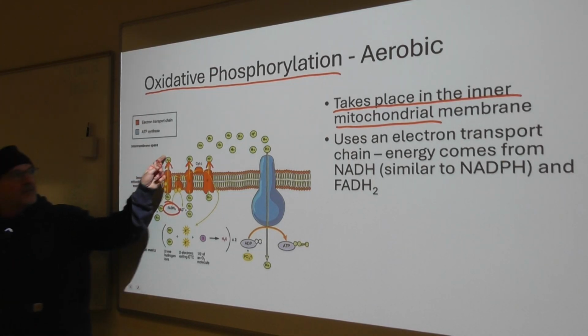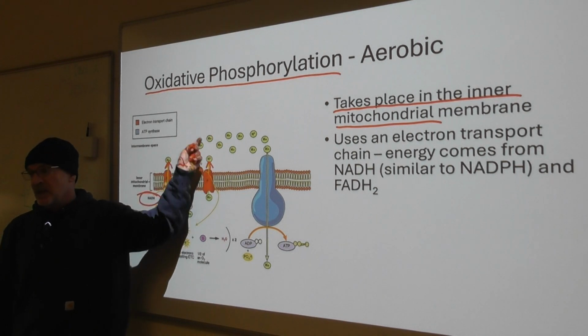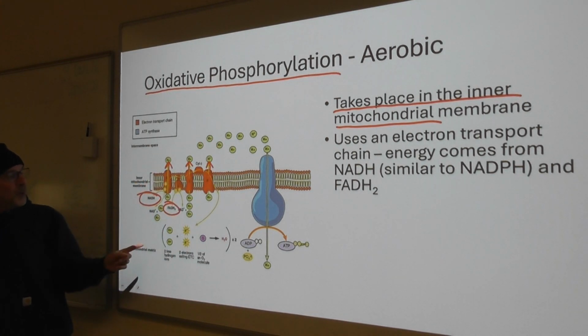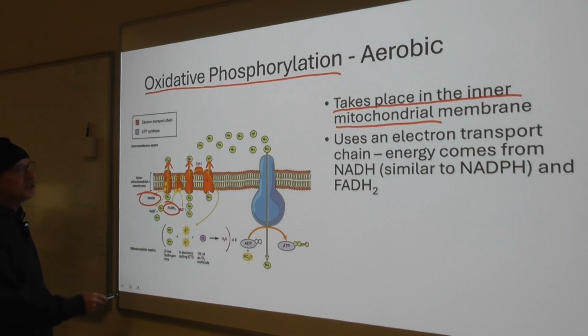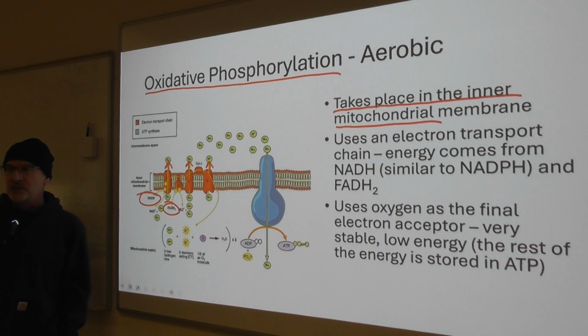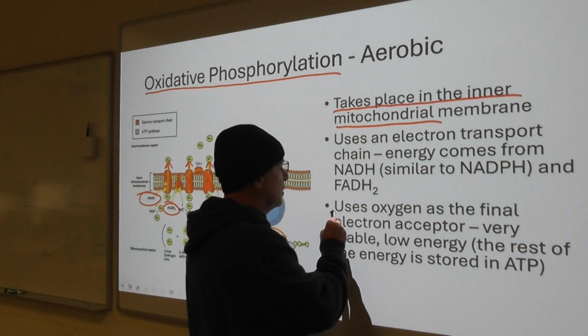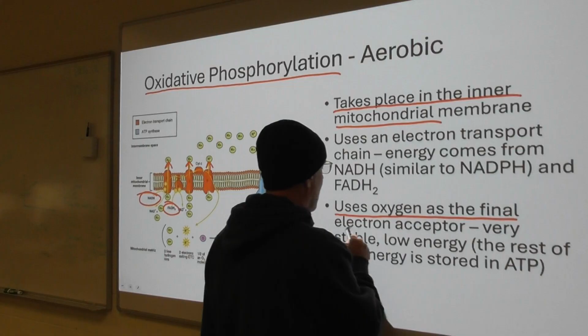So we have a bunch of protons here, basically hydrogen ions. This is the intermembrane space. We're removing them from the matrix. And this uses oxygen as the final place for the electron. So the electron that's getting shuffled around ultimately ends up in oxygen.